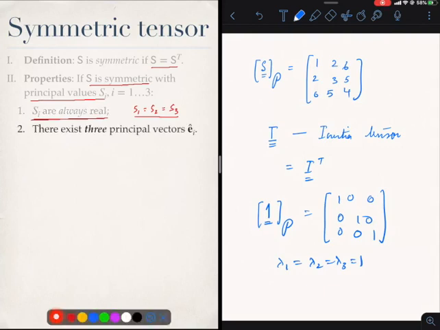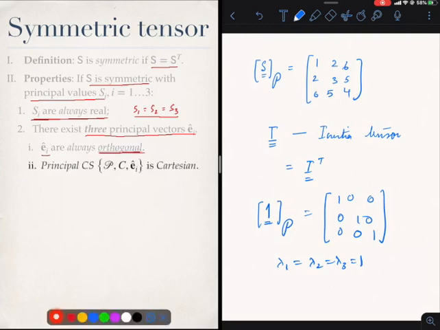Notwithstanding whether the principal values are the same or different, you are assured that there will be three principal vectors Ei. Moreover, these principal vectors will always be orthogonal. Okay, fantastic. Because they are orthogonal, I can always put them together to make up a coordinate system, and this coordinate system is given a name. It's called the principal coordinate system of the symmetric tensor.